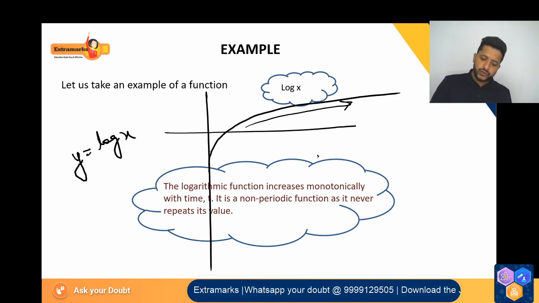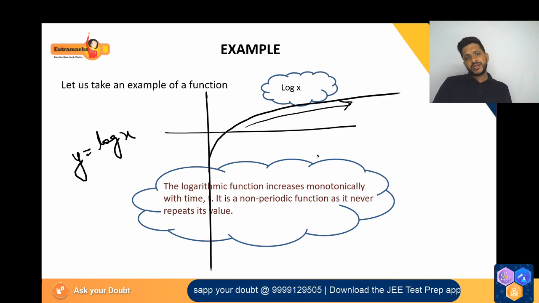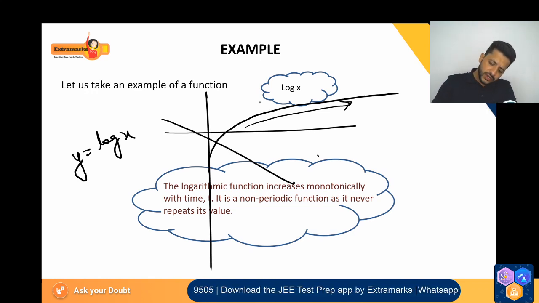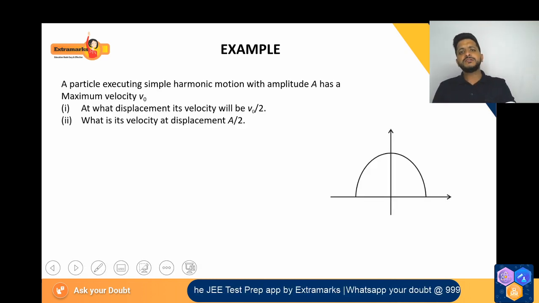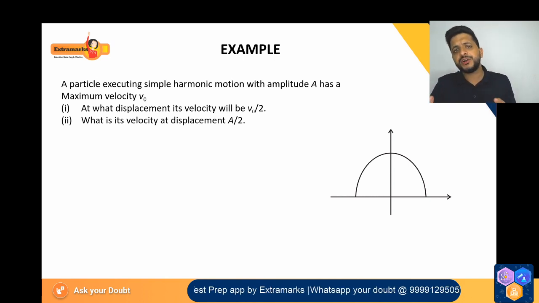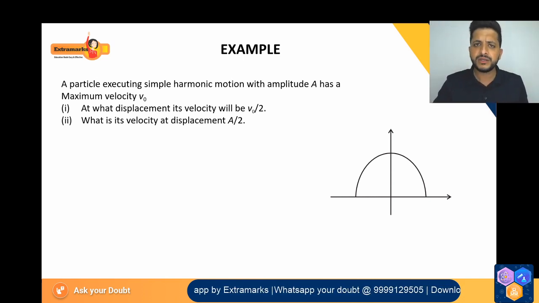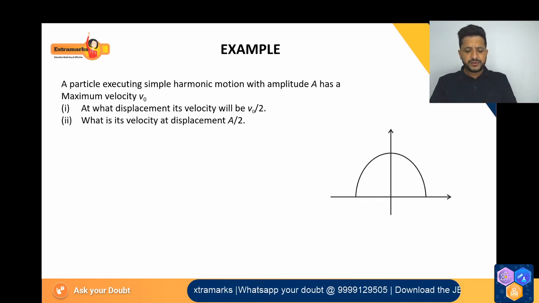So is it periodic? No, because there is a single unidirectional trend. There is no to and fro, there is no back and forth, there is no periodicity which I can see. So log x is also not a periodic function. Fine. These are a few examples to see whether a function is periodic or not. Right? Now there is a question.